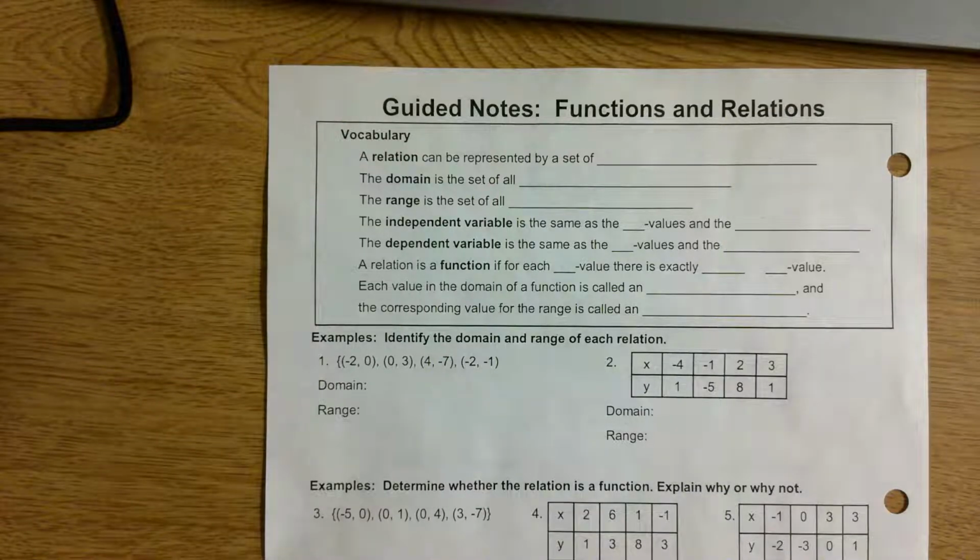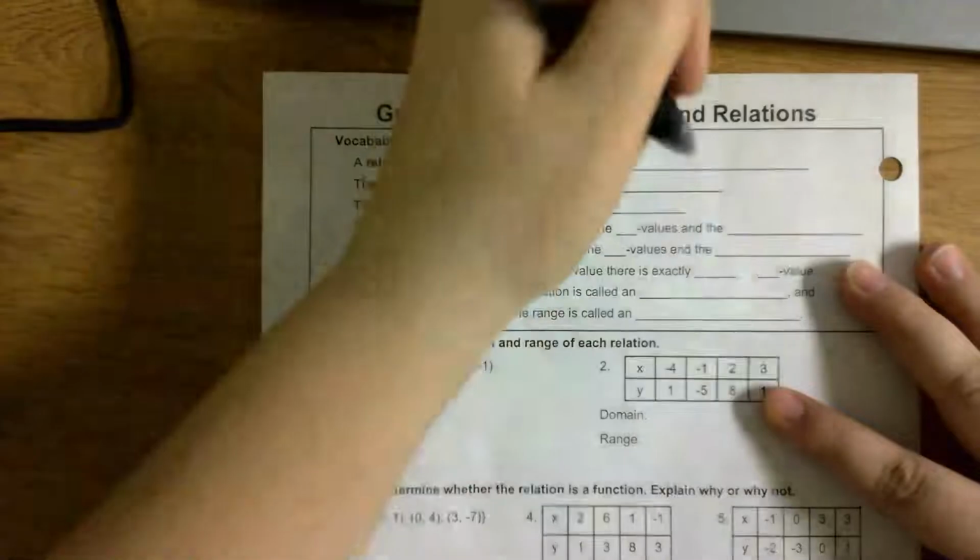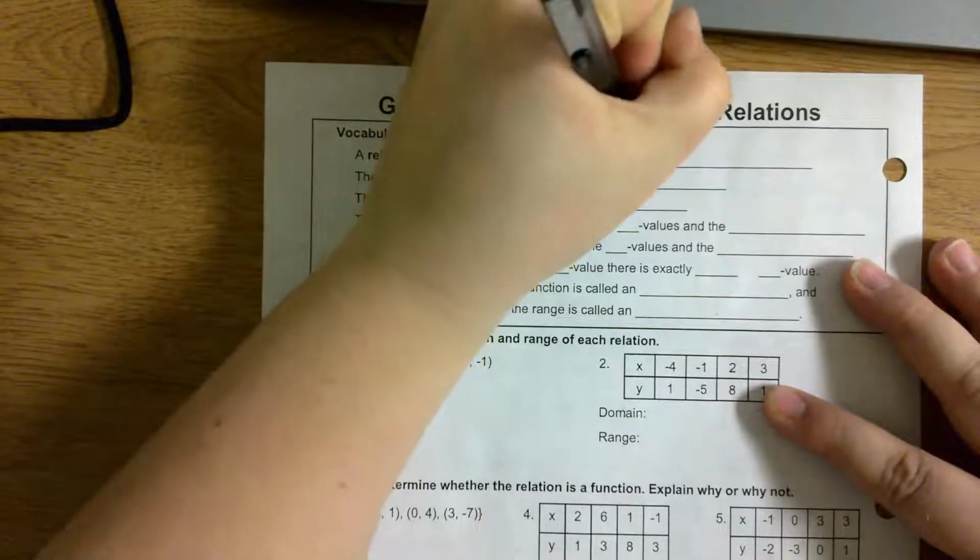Hello, hello. So we're going over our functions and relations guided notes. So let's first hit on some vocabulary. A relation can be represented by a set of ordered pairs.